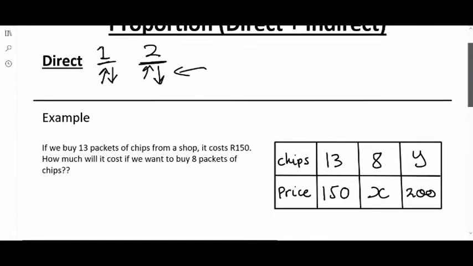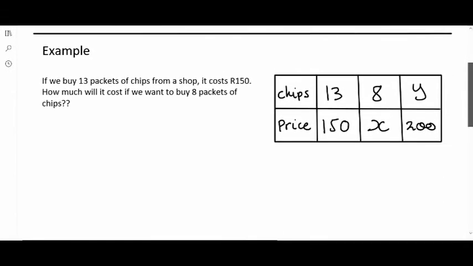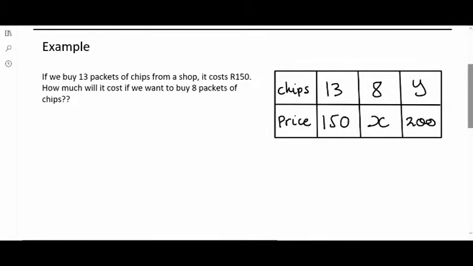Let's jump into an example. That's how we learn. We learn by doing, not by learning. If we buy packets of chips, so if we buy 13 packets of chips and it costs 150 Rand, these are the good stuff. This is the good chips. Very, very good stuff. How much will it cost if we buy 8 packets of chips?